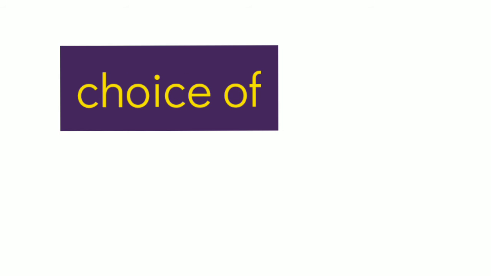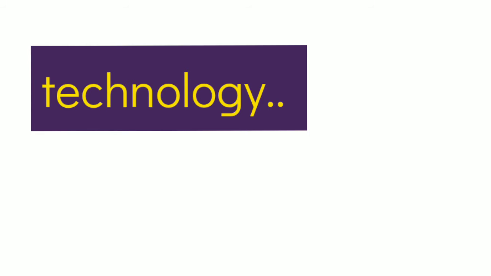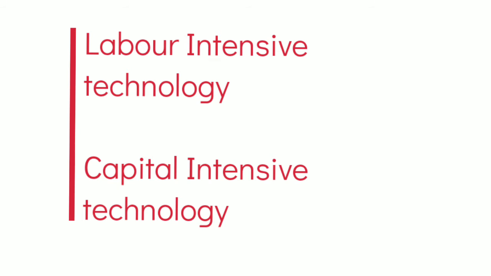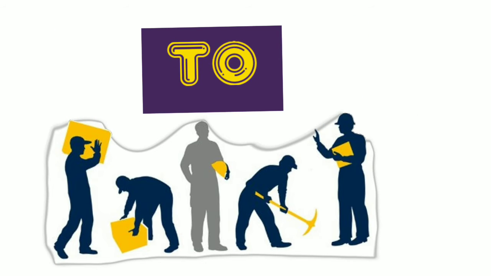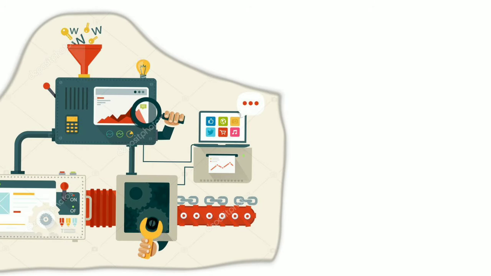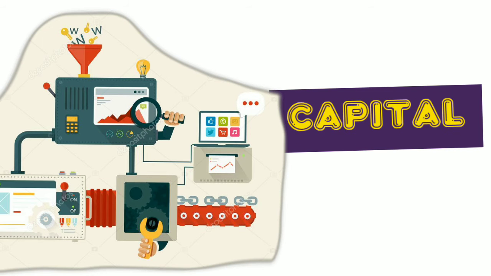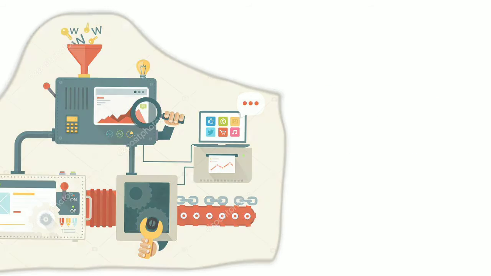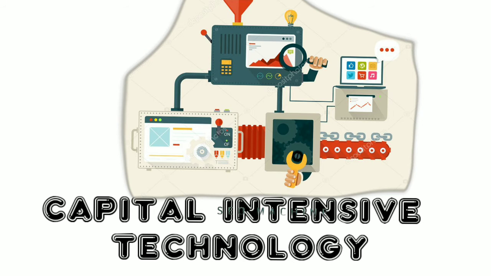The second question is the question of how to produce. This question refers to the choice of technology or the technique by which the production is to be done. In economics, there are two types of technology. One is called labor-intensive technology and the other is called capital-intensive technology. When an economy uses more labor than capital for the production of goods and services, we call that labor-intensive technology. On the other hand, if an economy uses more capital than labor for the production of goods and services, we call that capital-intensive technology.